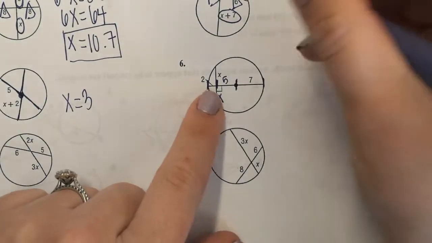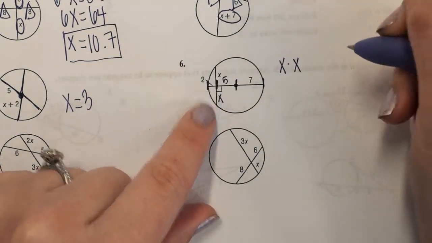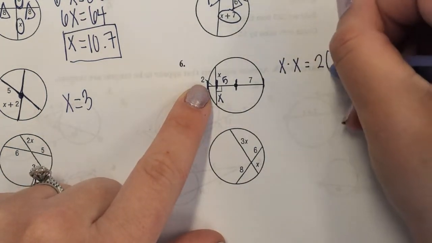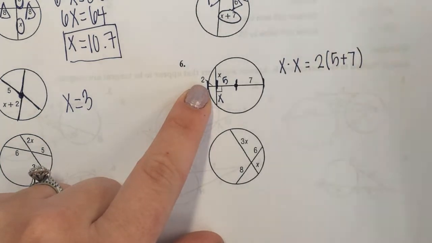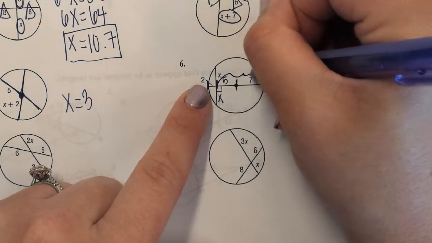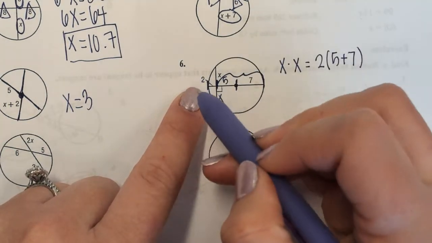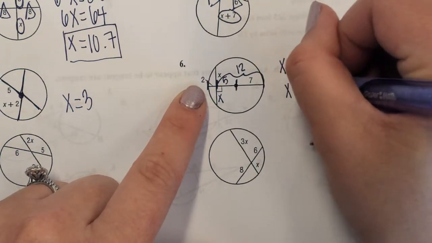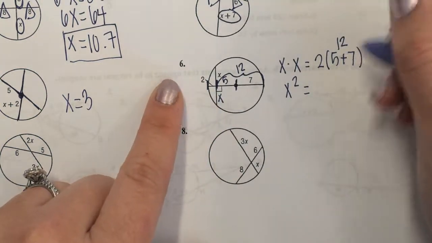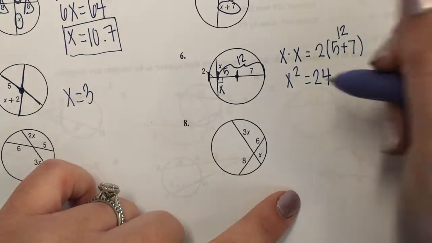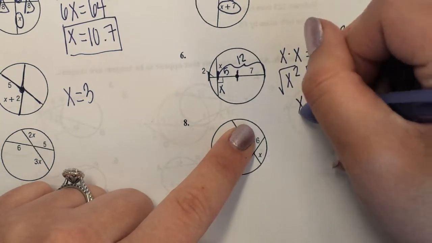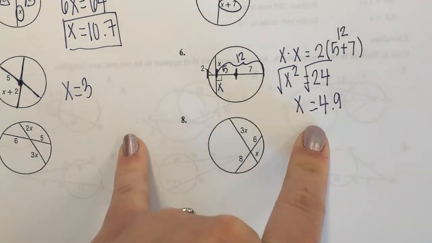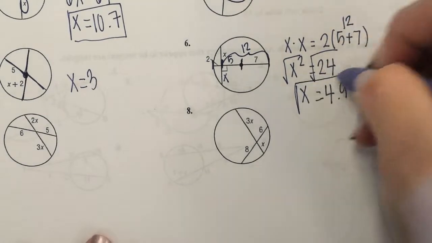So number 6, you set it up like this. x times x equals 2 times 5 plus 7. You add them together if they're in the same section of the chord. You only multiply them when they're different. So 7 plus 5 is 12. So you could also say x squared equals 12 times 2, which is 24. Take the square root of both sides. x should be equal to 4.9. I'm going to double check. Yes, so x is equal to 4.9.